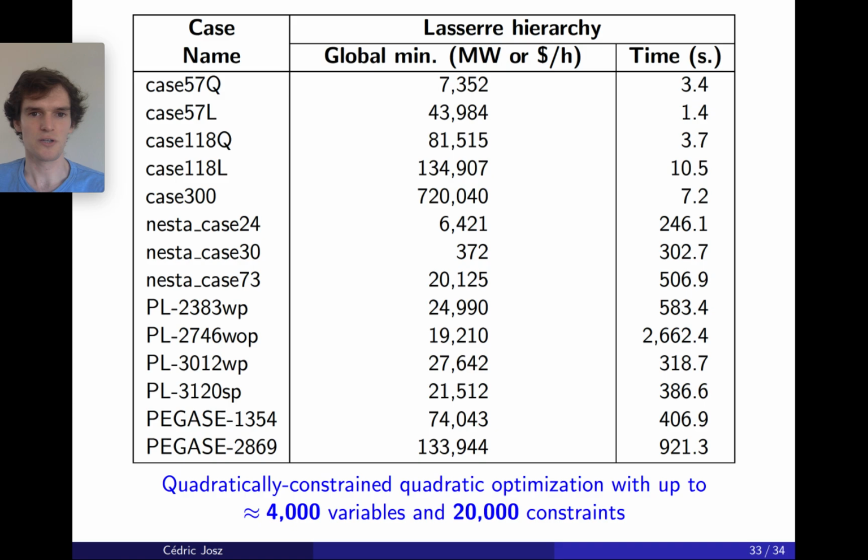This was done using the Lasserre hierarchy, and you can see that the runtime is encouraging because it is on the order of a few minutes. You're able to compute a global solution. And just in case you're not familiar, finding a global solution to a non-convex problem is an NP-hard problem. It's a very hard problem, and doing it on a large scale is tricky business. To give you an idea, these are instances of quadratically constrained quadratic optimization problems with up to 4,000 variables and 20,000 constraints.